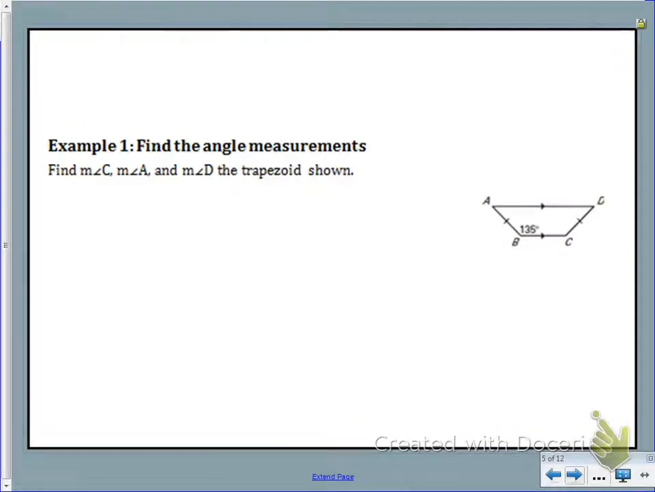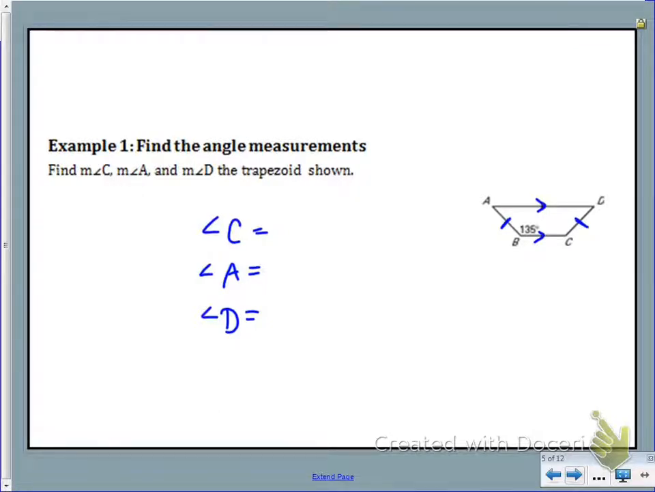Example 1 says to find the angle measurements. So we're asked to find angle C, angle A, and angle D. This is a trapezoid, and if we look at the picture, we can verify it's a trapezoid due to the 2 parallel sides. But even more than that, it's also an isosceles trapezoid since the legs AB and DC are congruent. Well, what we need to know then is that we have some congruent angle relationships.